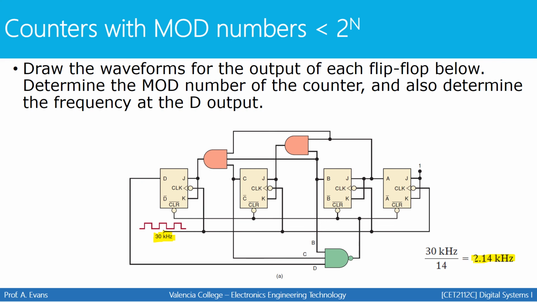So once we modify the counter, the mod number is no longer 2 to the n. Now, the only way you're going to know what the mod number is is by looking at the NAND gate and determining how far it will count up to before it must reset. That's the only way you'll know. You can't just look at the number of flip-flops and say, oh, the mod number is 2 to the n. Not when it's been modified. You've changed the mod number, and the only way to know what it has been changed to is to understand how the NAND gate is connected and how the NAND gate will affect the reset of your circuit.